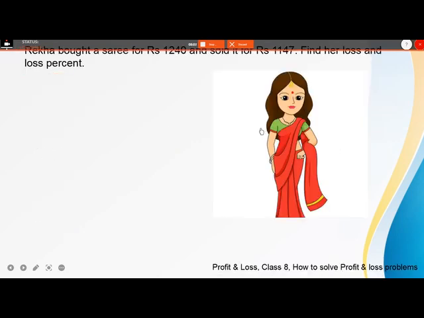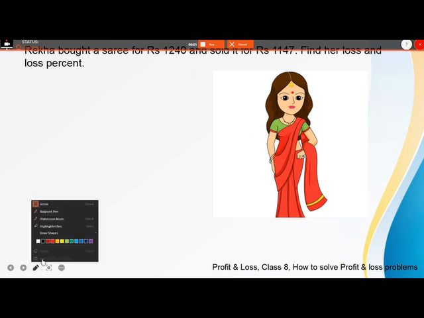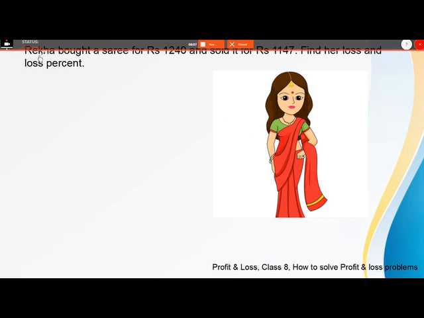Here is the second question where it is written that Rekha, so this is Rekha. She bought a sari for rupees 1240 and she sold it for rupees 1147. Find her loss and loss percentage. So I hope you got the question. Again, the same question. Instead of gain, it is just the loss and the loss percentage.